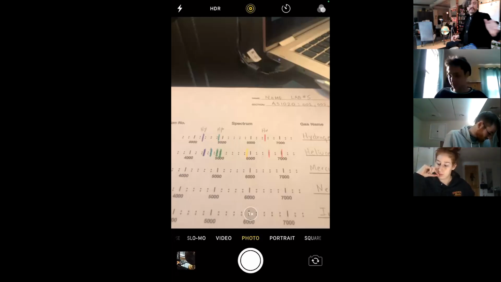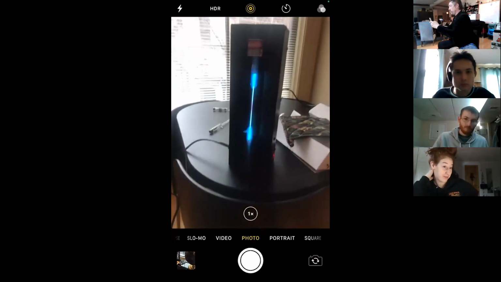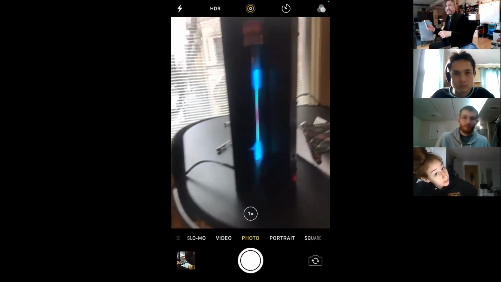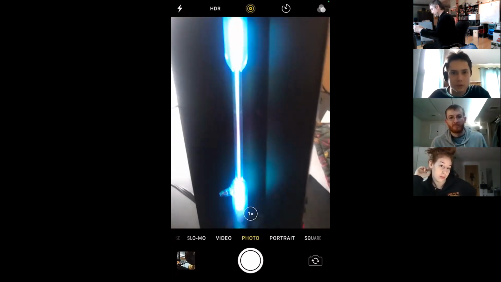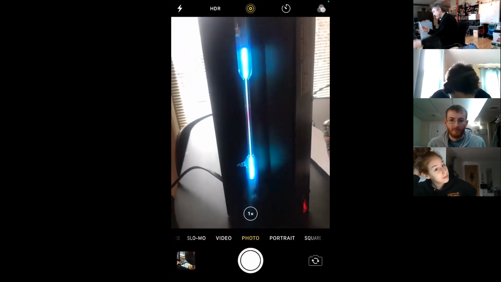Notice that Mercury is a totally different color than helium. It's even more blue than the hydrogen, which is quite purple. I can actually see some purple right in the middle. Yeah, right in the middle, I can see it. I'm wondering about that.